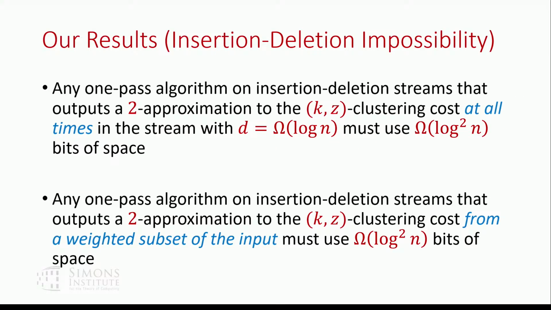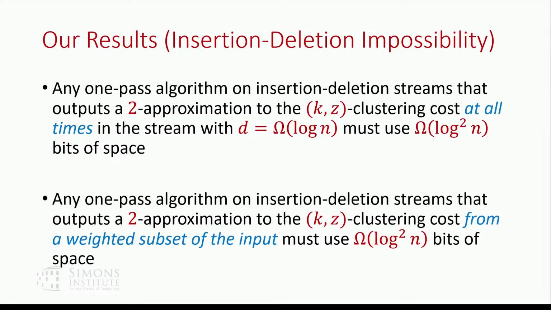OK, so there's a related model, which is insertion deletion. In that setting, your points can arrive, and at some later point, they could disappear. This model is often more difficult. And indeed, we show that if we want a constant factor approximation, there is a separation. Even if you just want a 2 approximation, if you want to do this for all times in the stream, then you need to use log squared n bits of space.